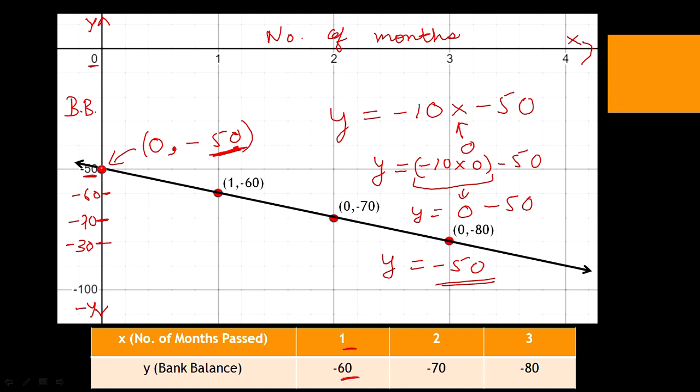So this point is indeed a solution to this equation, and that just reinforces the idea that all the solutions of a particular linear equation lie on a single straight line. In other words, if I plot all the solutions of this linear equation, I would get a straight line.